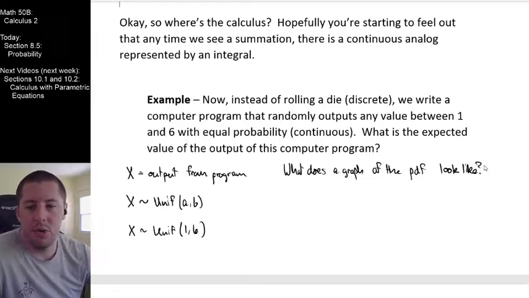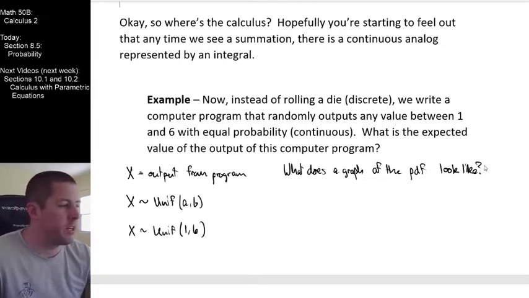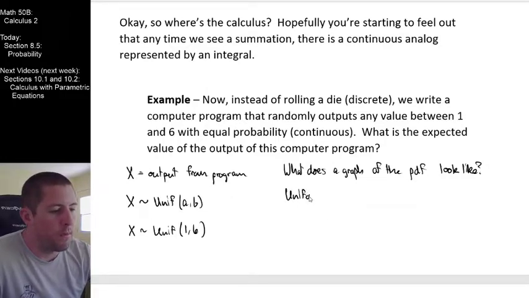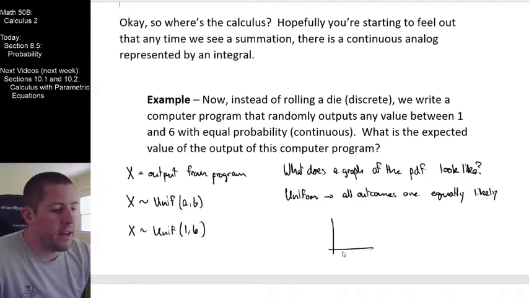Right? Since it's a continuous function, I expect there to be a graph that I can recognize. What I'm thinking is that a uniform distribution means all outcomes are equally likely. So if all outcomes are equally likely, then I'm expecting to see that my probability starts at 1 and it ends at 6.